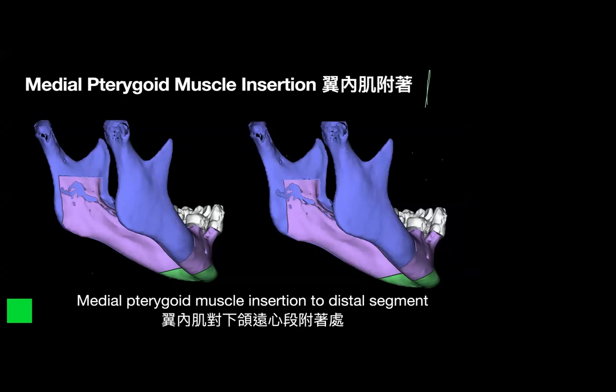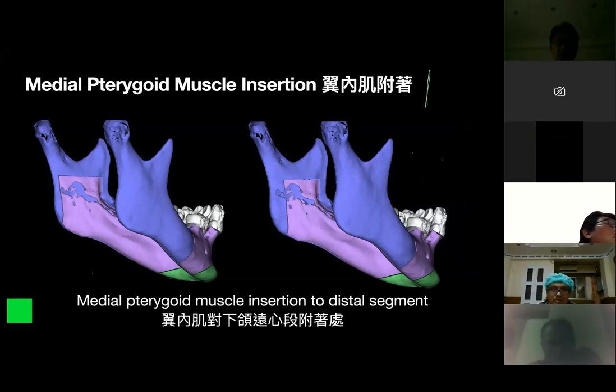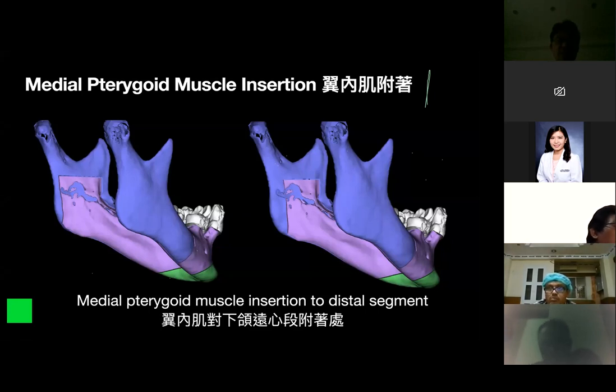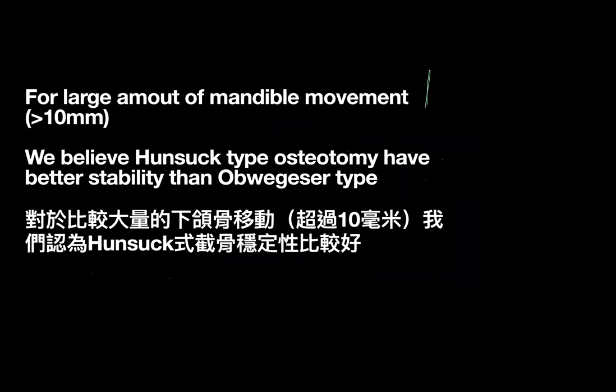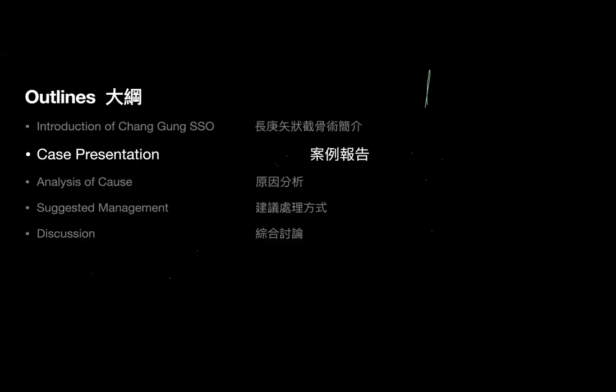We use an illustration to show you the difference between the so-called Obwegeser type osteotomy and the Hunsuck type osteotomy. The left hand side is the Obwegeser type, the right hand side is the Hunsuck type. Basically, you know the medial pterygoid muscle insertion. When you are able to do the so-called Hunsuck type osteotomy, you can minimize the amount of medial pterygoid muscle insertion to the distal segment. That's the core concept of why we choose the Hunsuck type osteotomy, because we believe that with this type of osteotomy you may decrease the muscle pulling from the medial pterygoid muscle. So we believe that we can achieve better skeletal stability, especially when you do a big amount of mandible movement. So here is the case.